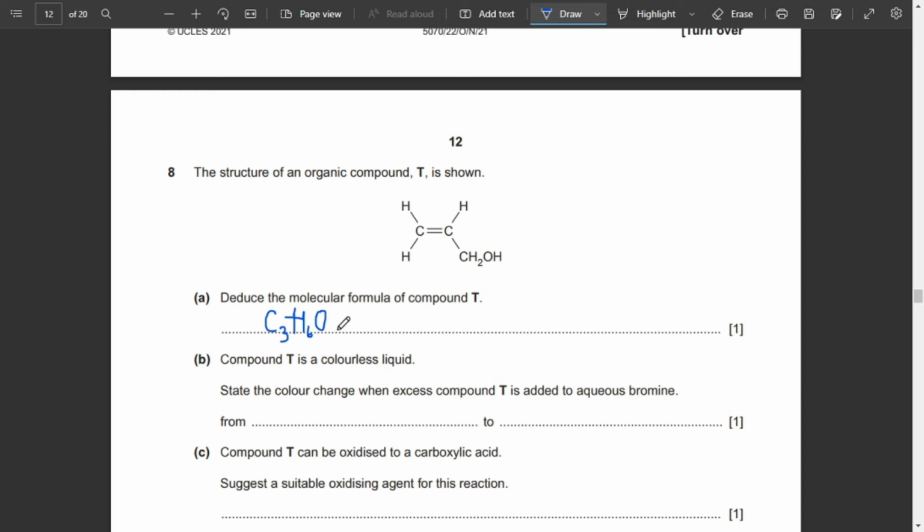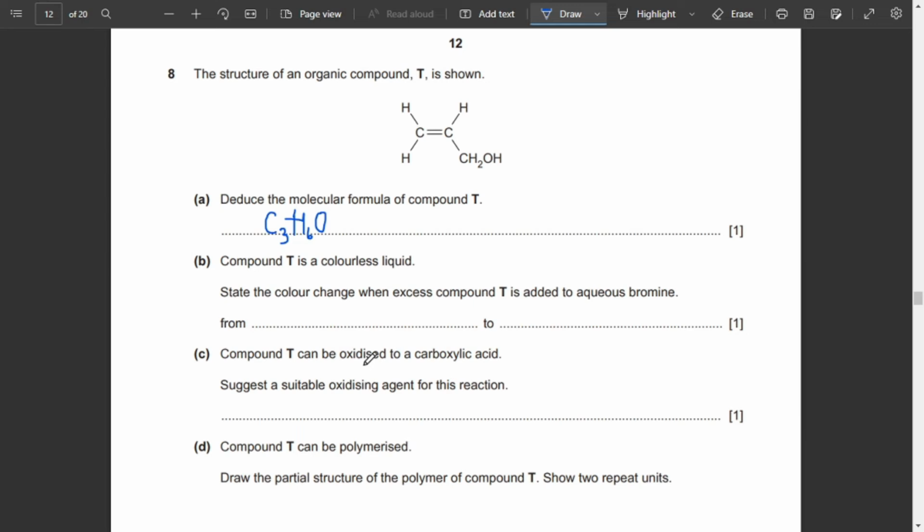Moving on to part B. Compound T is a colorless liquid. State the color change when excess compound T is added to aqueous bromine. If we have compound T reacting with bromine, it will turn from orange to colorless. Why? Because compound T has a double bond. That is why it will change from orange to colorless.